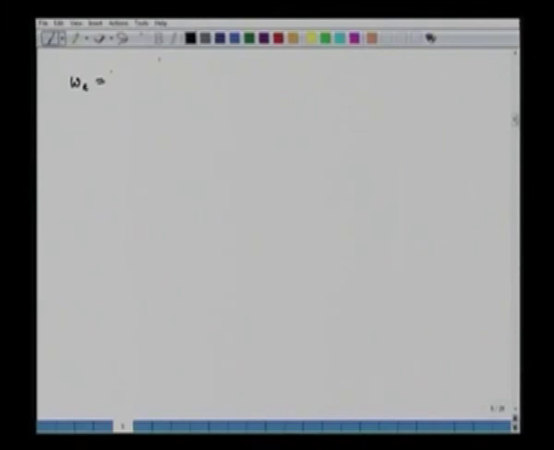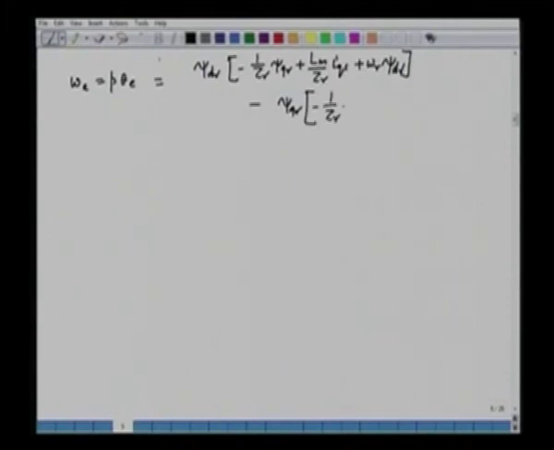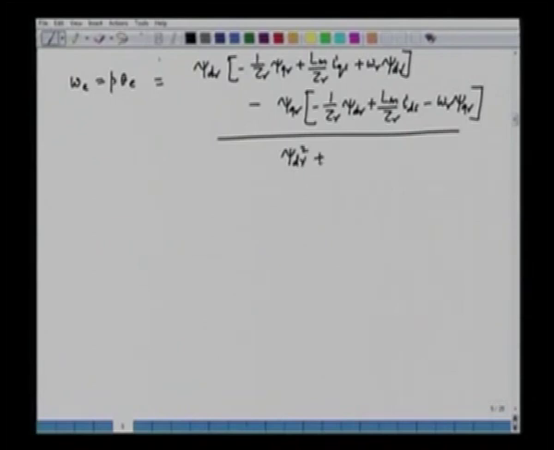We are evaluating omega e, that is p theta e, that's equal to psi dr into minus of 1 by tau r psi qr plus Lm by tau r into iqs plus omega r into psi dr, minus psi qr into 1 by tau r into psi dr plus Lm by tau r into ids minus omega r psi qr, that is divided by psi dr square plus psi qr square. This is what we obtain.